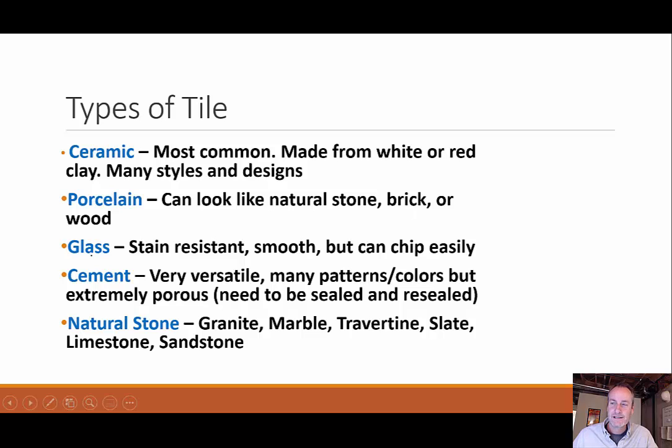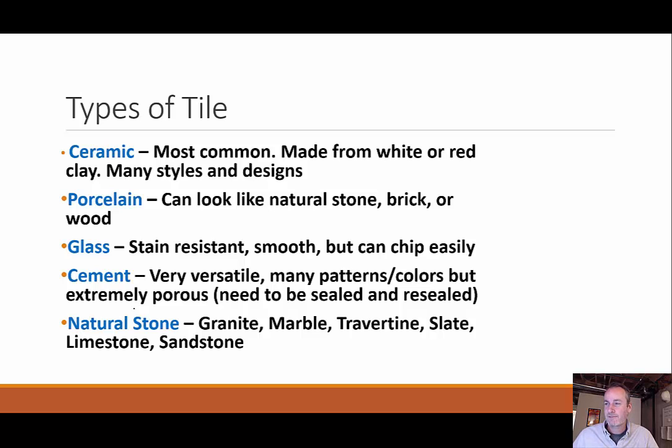You could have glass, typically more on walls, right? But a glass tile is stain resistant, smooth, but it can chip. You could have a cement tile. The big advantage to cement is you get a ton of different variety for colors and patterns, and those are usually more of an artistic type of tile.